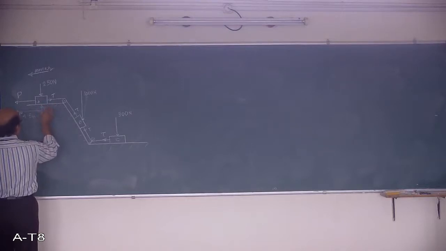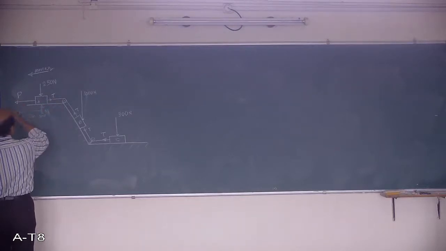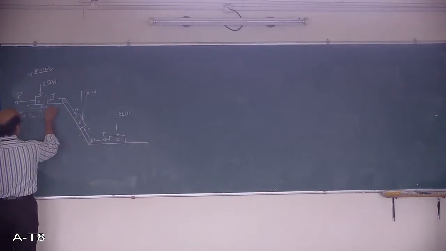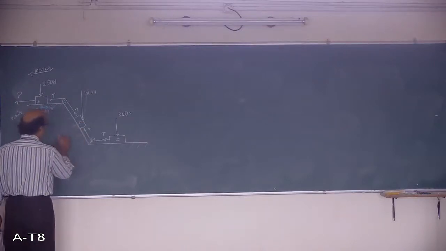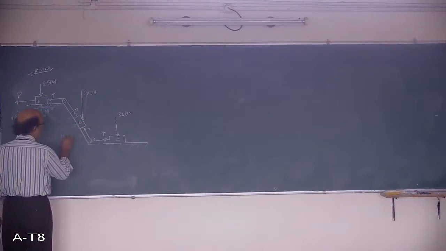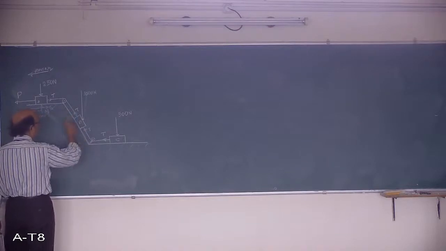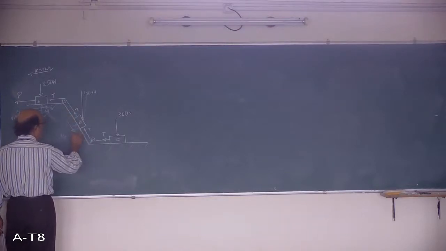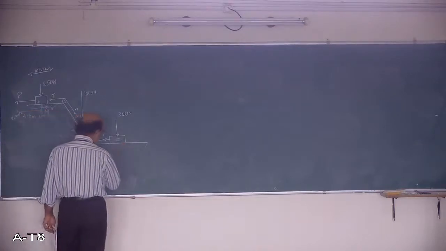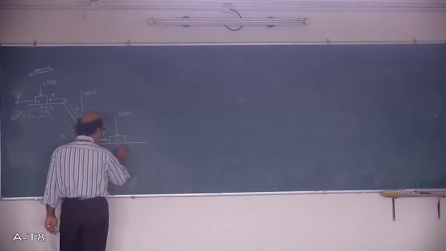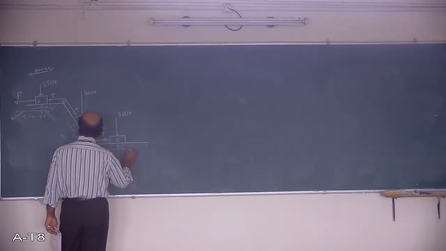You can take N1. As the blocks are moving in this direction, frictional force will act in this direction. I'll call it Fa. In this block also, there is N2, NB, I call it. This block is moving up, so frictional force will be acting here like this. This block is moving this way, and there is N3, NC, and frictional force will be opposing that, F.